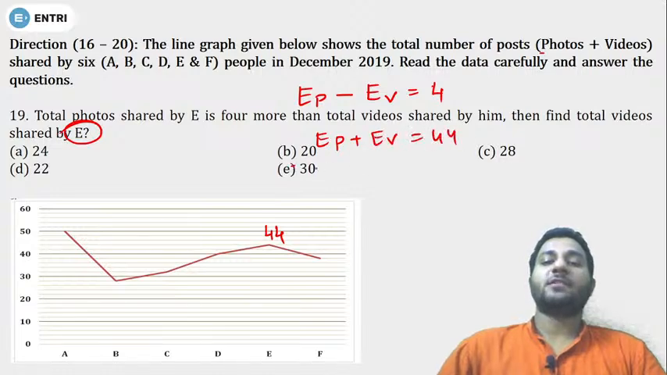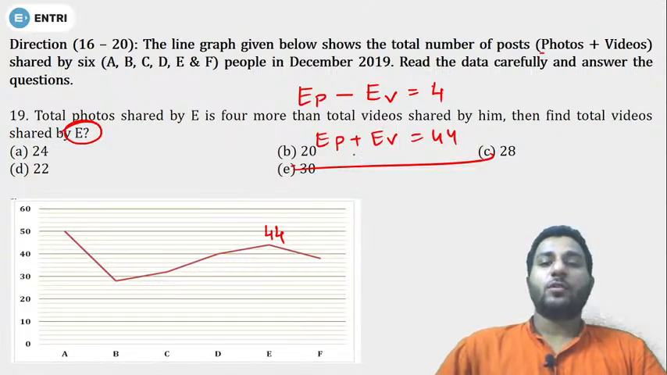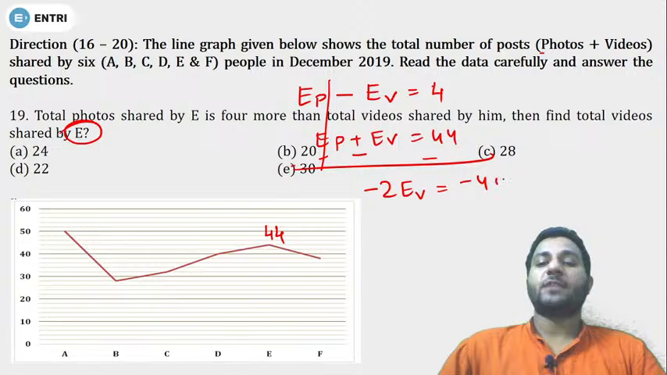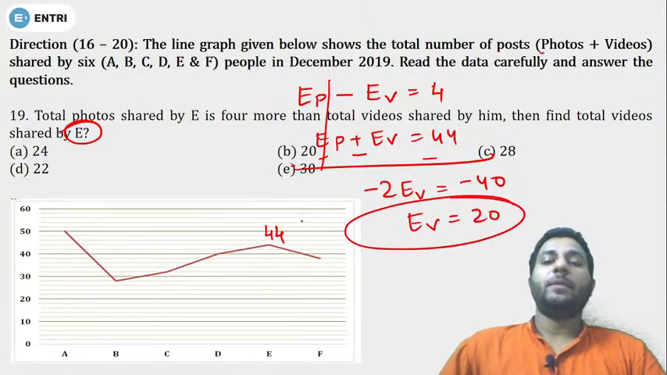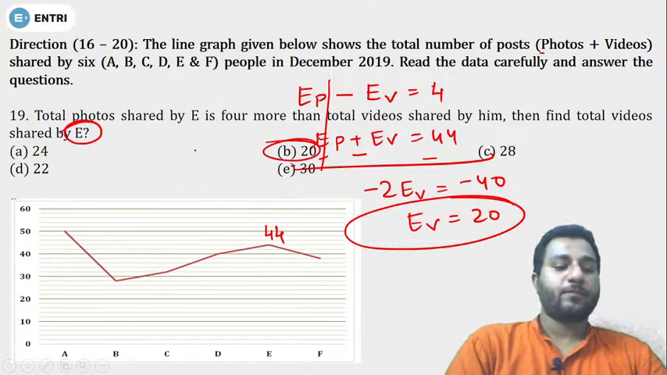So let's erase the data which we don't need. Okay, find the total videos. Okay, so let's subtract the value. So photos will be eliminated, minus twice of EV equals to minus 40, which means the videos shared by E will be 20. So option B will be the correct one. Okay.